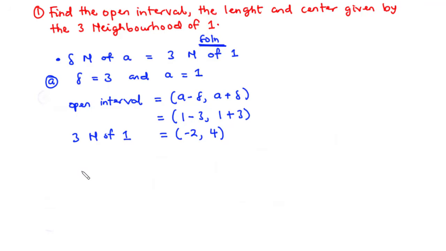Now we can represent this on the real number line. So we are going to have A, which is 1, and then we have 4 on the right, and then negative 2 on the left. And this interval is called the 3 neighborhood of 1.